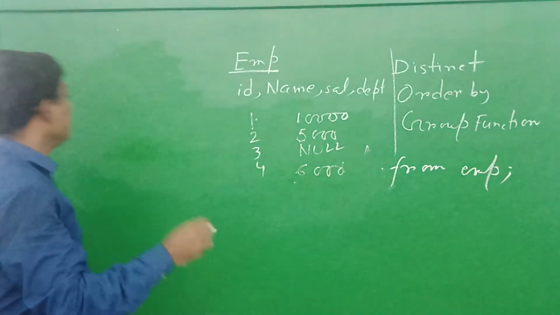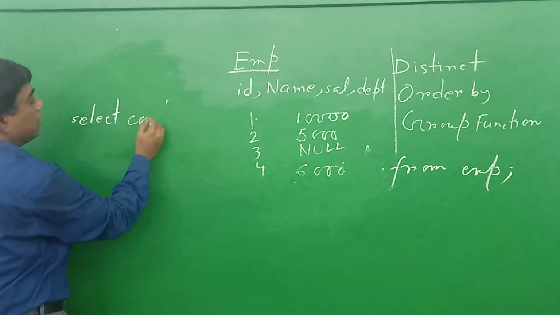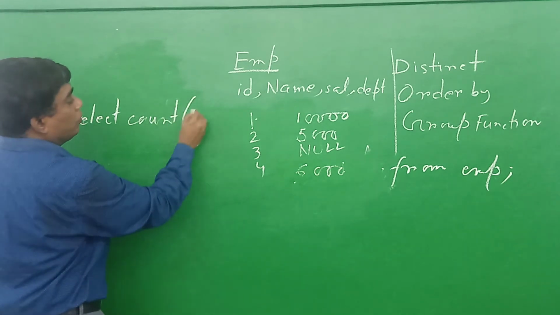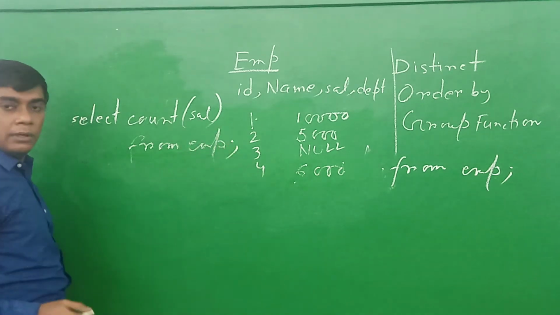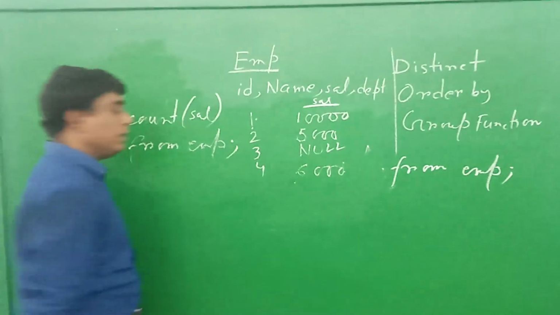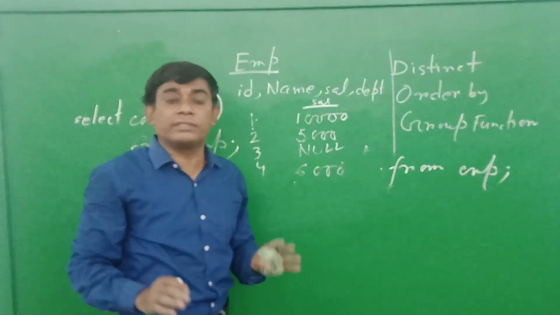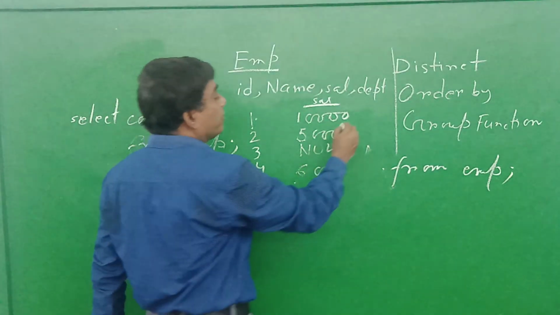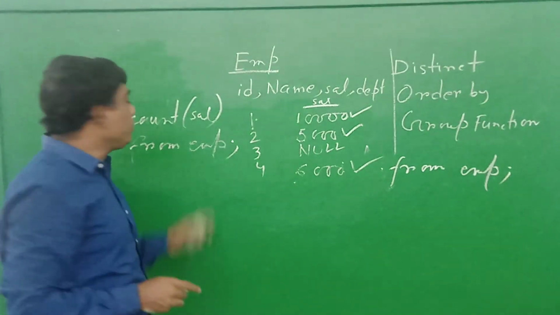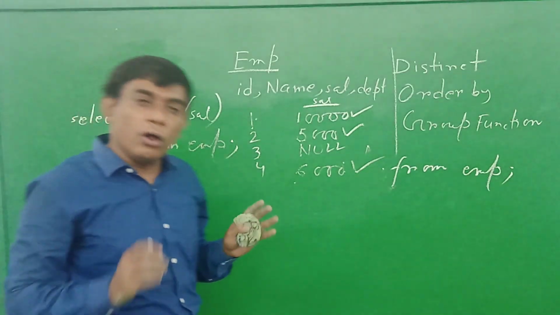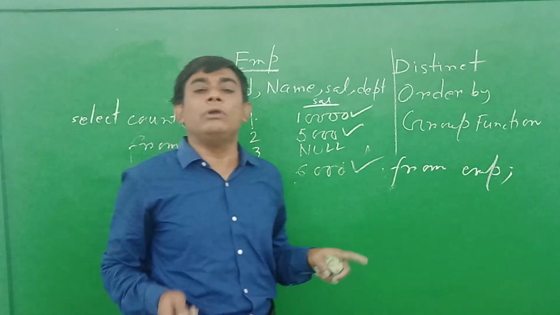Now if you write select count within bracket sal from EMP, it will count all the records excluding null value. So how many records are there? 1, 2 and 3. So what is the answer? Answer will be 3. Because if you write count sal, it will count all the records excluding null value.